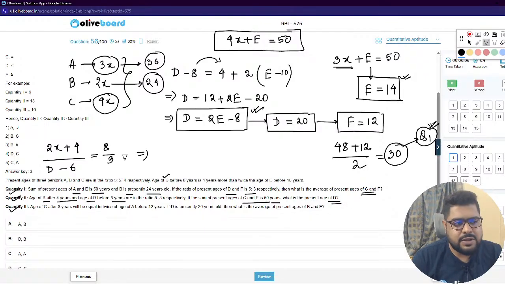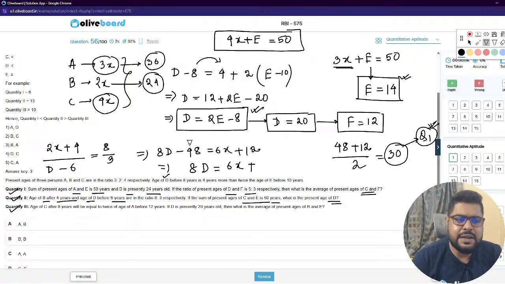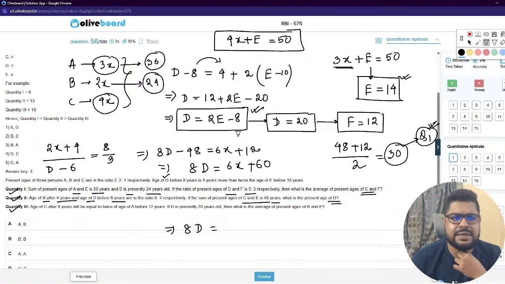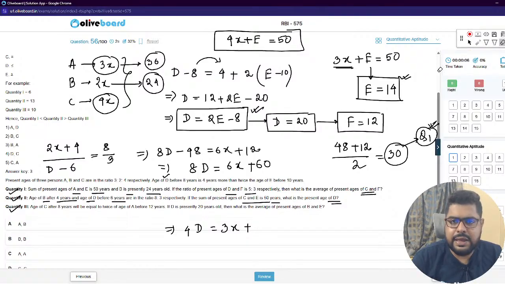So if I calculate, 8D minus 48 is equal to 3 twos are 6x plus 3 fours are 12. So 8D becomes 6x plus 48 plus 12, so it becomes 6x plus 60. You can calculate like this: 2 cancels, so it will become 4D, dividing by 2, equal to 3x plus 30.